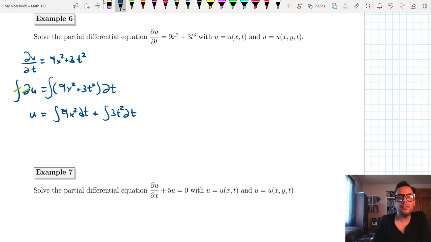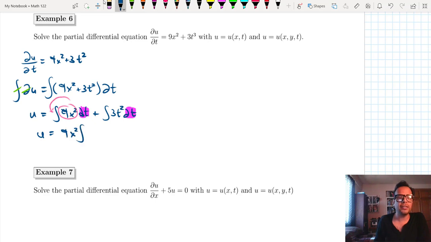So in this case, keep in mind that we are integrating with respect to t. Because we're integrating with respect to t, this quantity right here, 9x squared, goes outside of the integral because that doesn't depend on t.